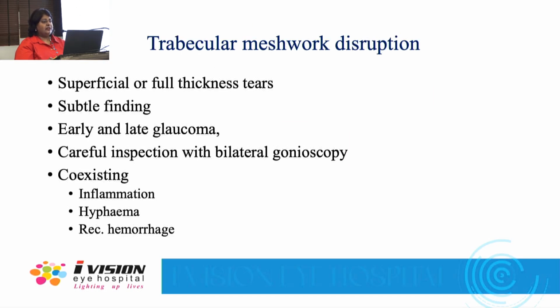Trabecular meshwork disruption is usually missed because it is a subtle finding. It can lead to early and late glaucoma. Careful inspection and always bilateral comparison is required with good gonioscopy. It could coexist with inflammation, and definitely hyphema and recurrent hemorrhages can happen.